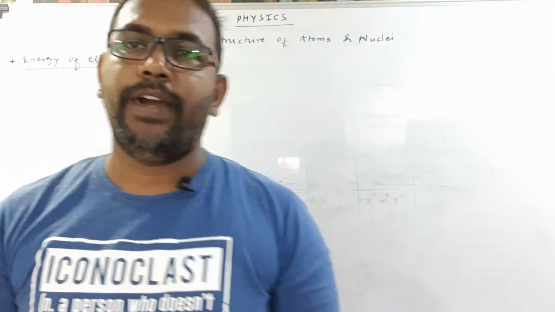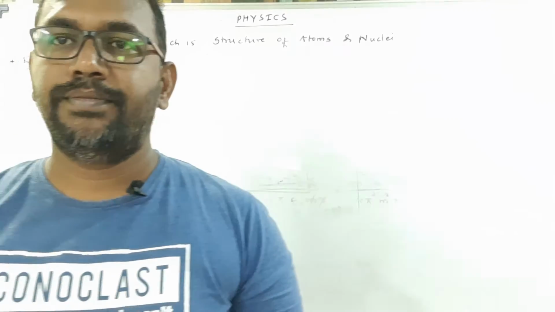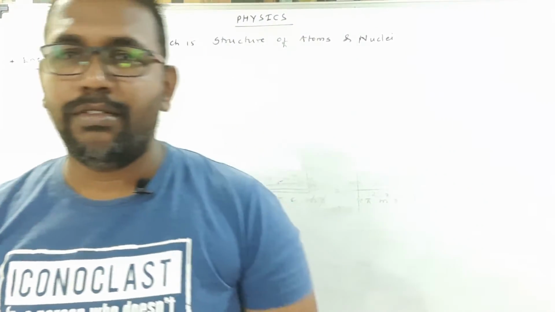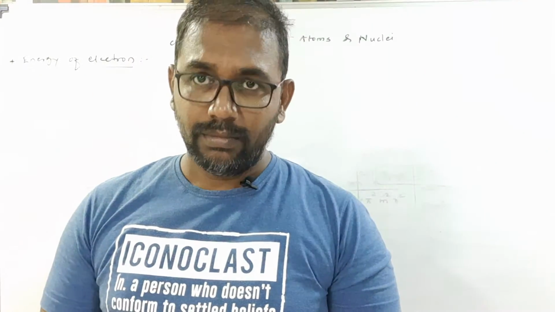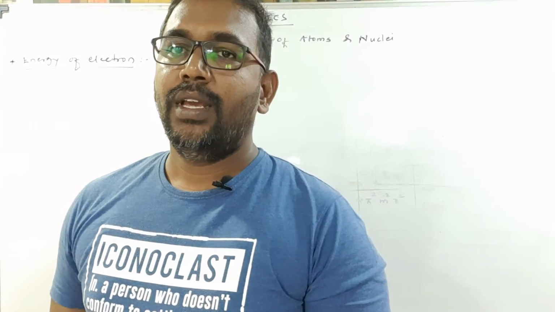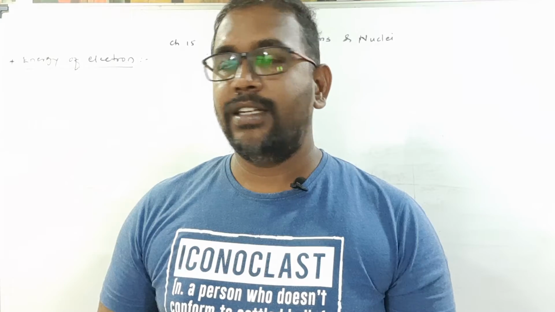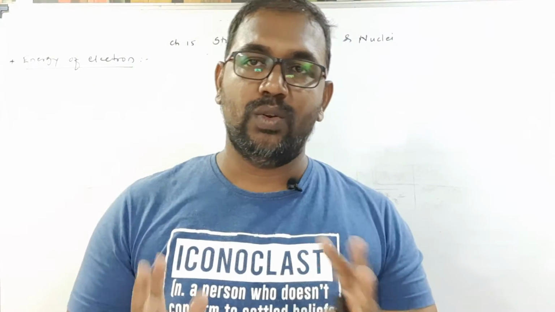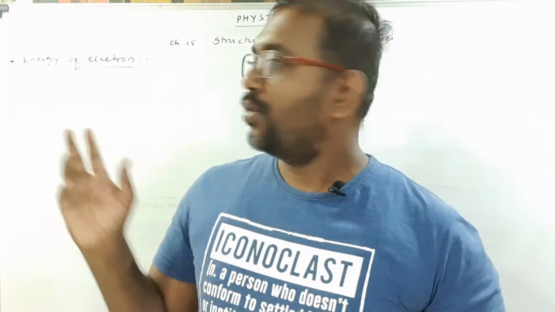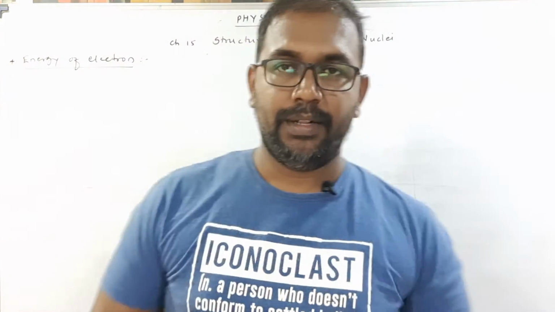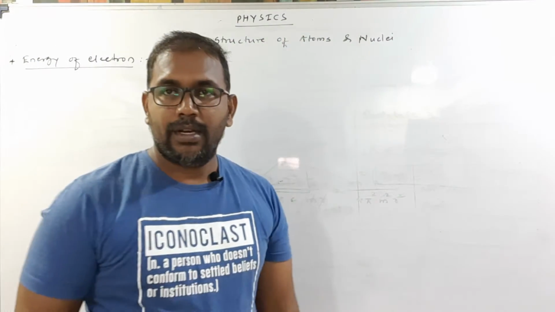We have to find out kinetic energy of electron, then we have to find out potential energy of electron, and then we have to add kinetic energy and potential energy. We get total energy. So I told you the procedure of this article. Now let me find out a kinetic energy.